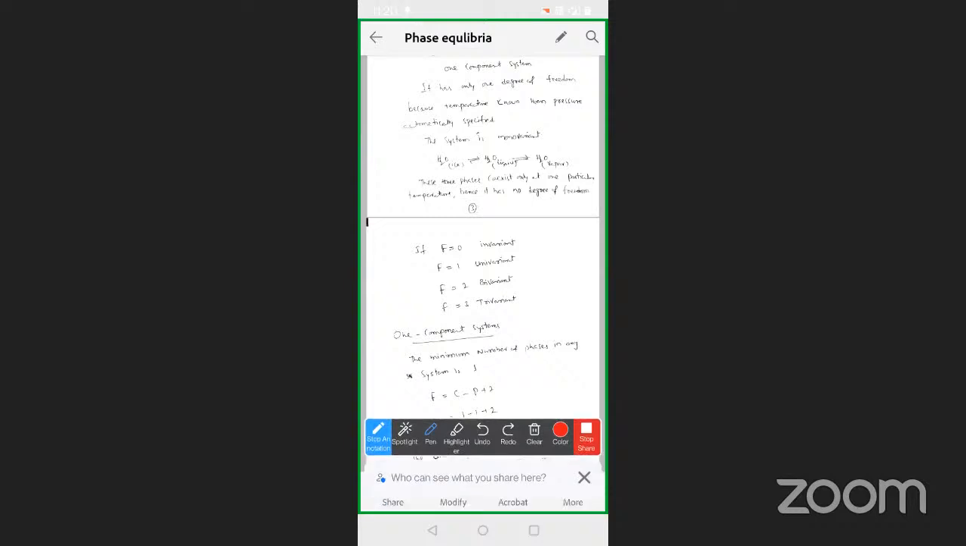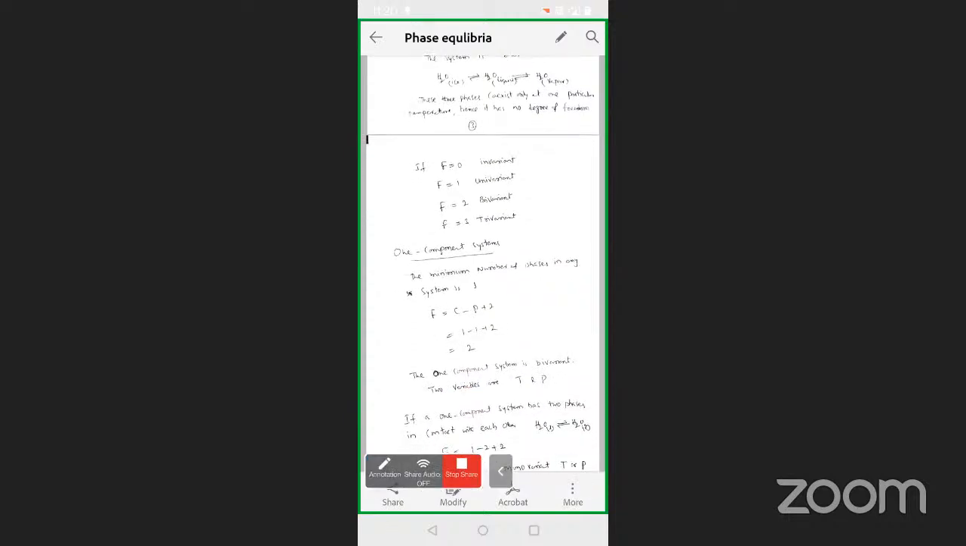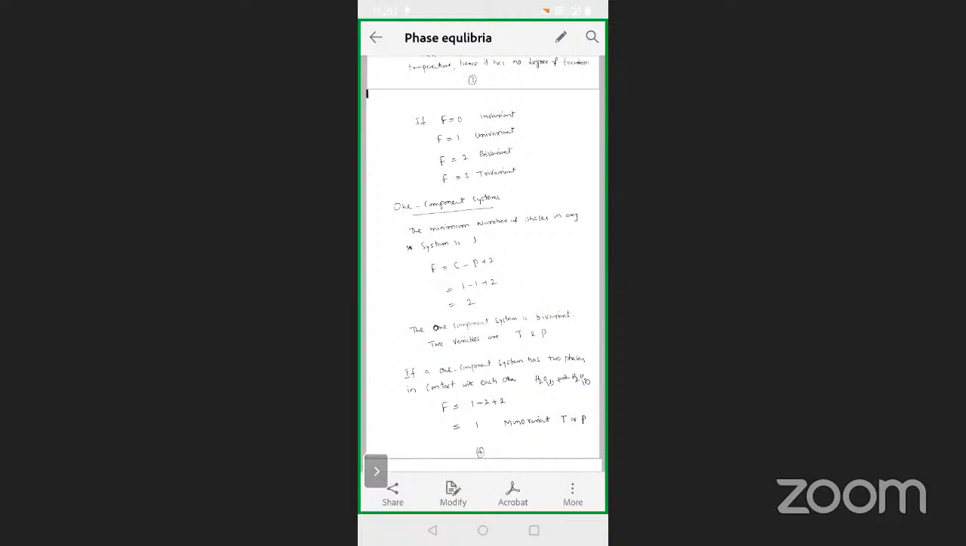So if F equal to 0, that is no degrees of freedom, it is called invariant. If the number of degrees of freedom is 1, it is univariant. If it is 2, it is bivariant. If it is 3, it is trivariant. So the minimum number of phases in any system is 1.